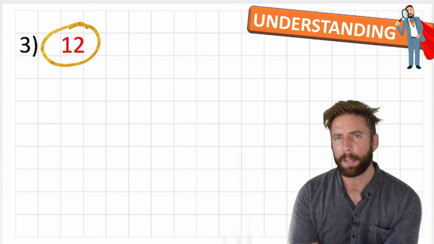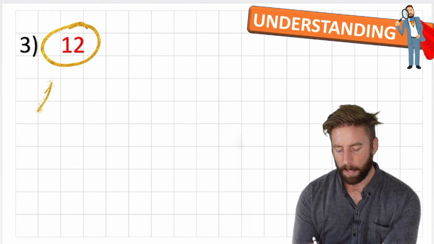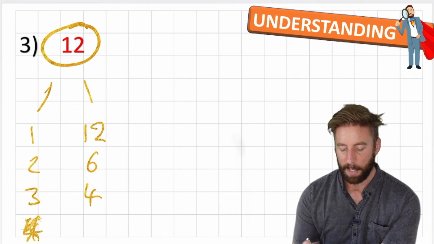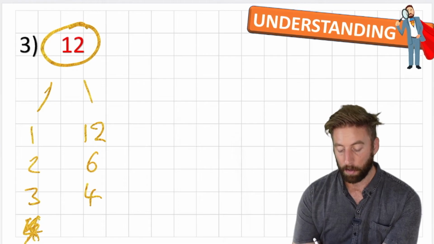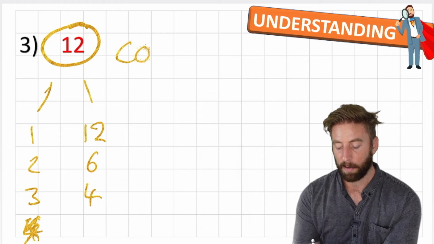So does it mean that no even numbers can be prime numbers? Let's check. So 12, I can start with 1 and 12, 2 and 6, 3 and 4, and then I'm back to 4, which means I don't need to do it. So I have 6 factors: 1, 2, 3, 4, 6 and 12. So this is another composite number.